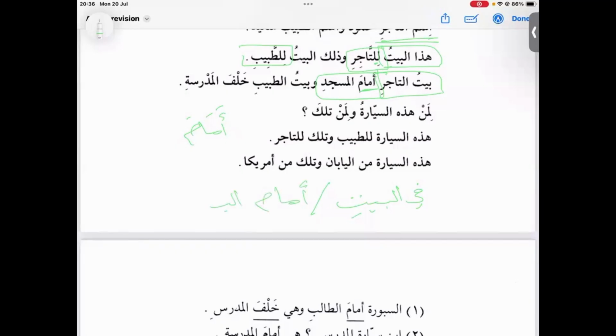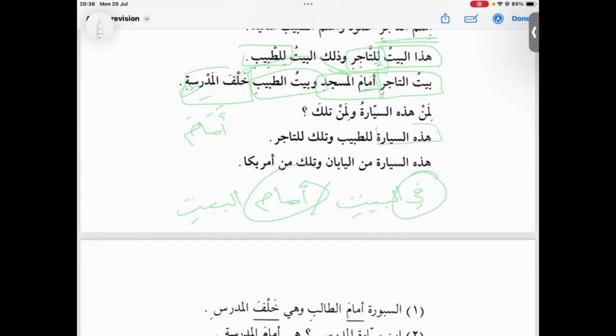Whenever you see fi in a sentence or amama, know that fi and amama and the word that follows it is the khabar. وبيت الطبيب خلف المدرسة. بيت الطبيب, that's the mubtada. خلف المدرسة, that's the opposite of amama, is behind the school. The word that follows خلف and amama both gets kasra.